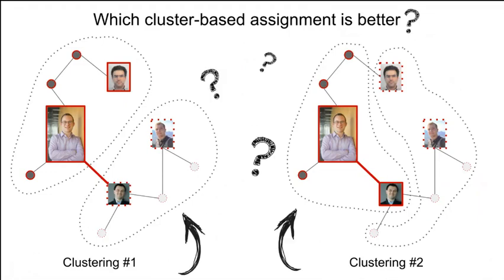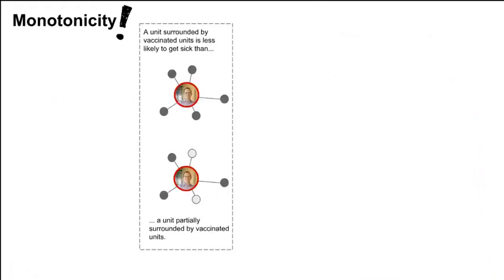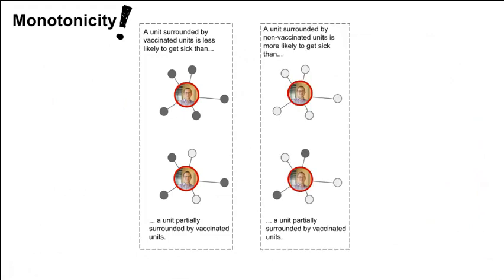In general, it is difficult to choose between the two of them without a parametric model that exactly captures the interference between all units. There is one condition, however, under which we can answer this question, which we call monotonicity. It is intuitive that a vaccinated unit that is surrounded by other vaccinated units is less likely to get sick than the same unit if it were only partially surrounded by vaccinated units. Similarly, a unit surrounded by non-vaccinated units is more likely to get sick than a unit partially surrounded by vaccinated units.